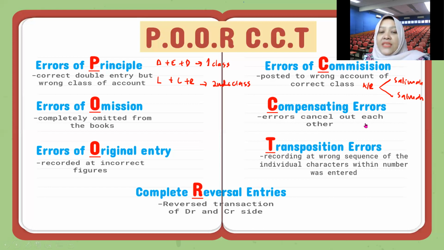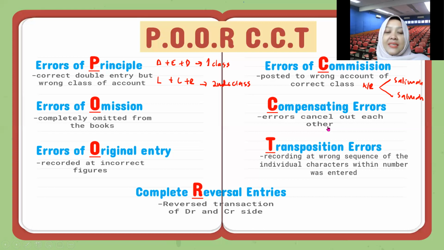Next, the sixth one is compensating error, which means the errors cancel out each other. For example, account payable, you have an excess of 200 ringgit. At the same time, account receivable also has an excess of 200 ringgit. So account payable is a liability, which is on the credit side. Account receivable is an asset, which is on the debit side. So both debit and credit sides have an excess of 200. So it compensates each other.